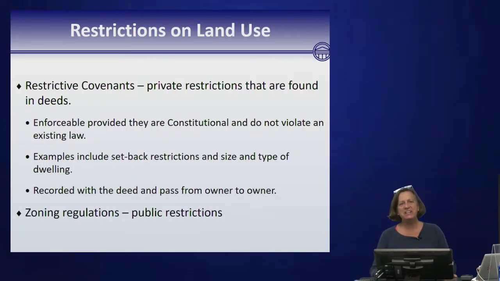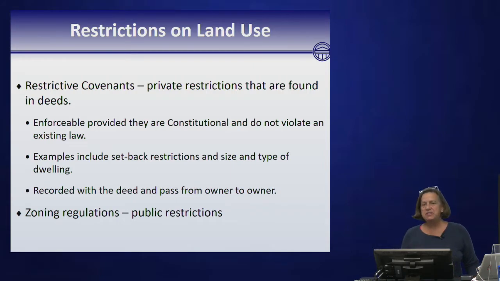Right, so this is Chapter 18, restrictions on land use, or zoning. There are two types of restrictions you could have on land use. You could have a private restriction, known as a restrictive covenant, or you could have a zoning regulation.